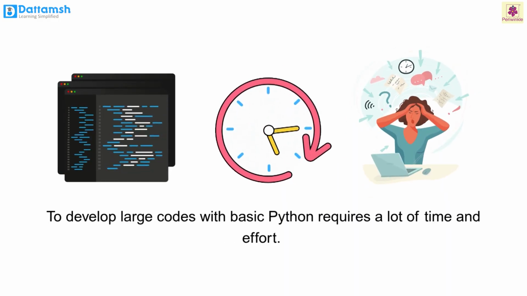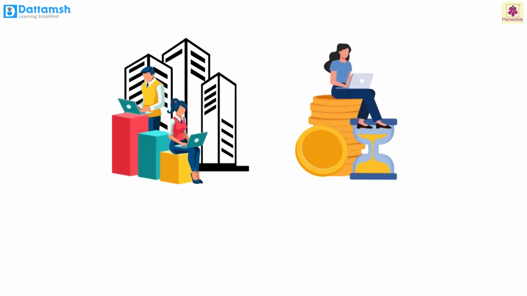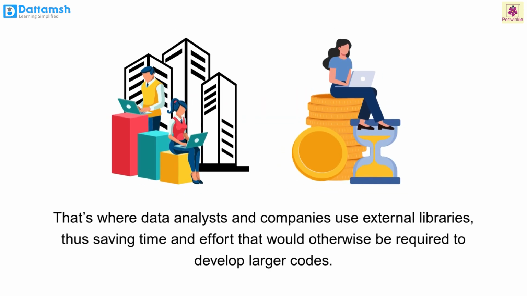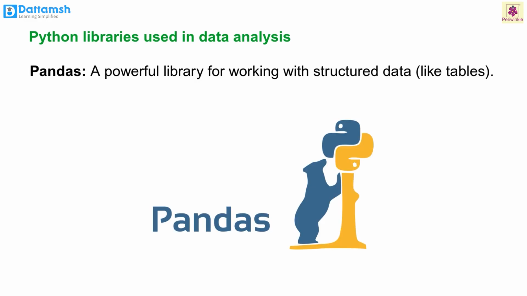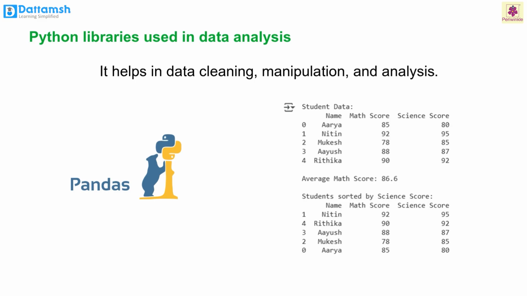To develop large codes with basic Python requires a lot of time and effort. That's where data analysts and companies use external libraries, thus saving time and effort that would otherwise be required to develop larger codes. Let us know about some well-known Python libraries used in data analysis. Pandas, a powerful library for working with structured data like tables. It helps in data cleaning, manipulation, and analysis.